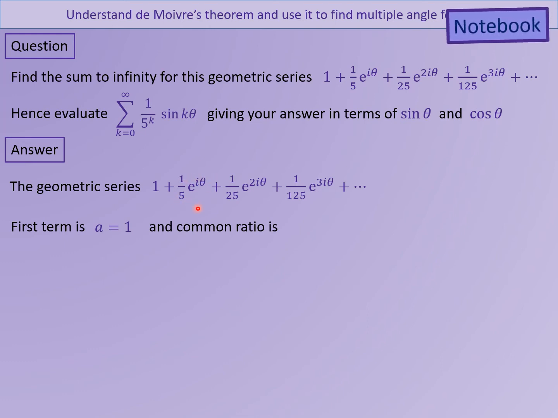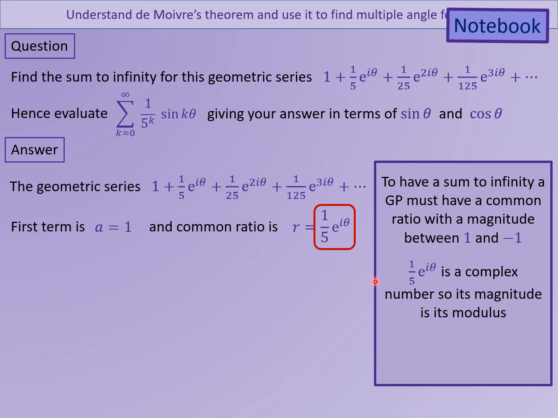Just to confirm that's true on the second one, if I multiply by 1/5 e to the i theta again, I would get 1 over 25, which is great, but I also get e to the i theta squared. But as we know, with the laws of indices, e to the i theta squared is the same as e to the 2i theta, and so on as you go along. So the r value is definitely 1/5 e to the i theta. Now it's asking for the sum to infinity, and that is in your formula book. The sum to infinity for a geometric series is a over 1 minus r. The only time that works is if the common ratio is between 1 and minus 1.